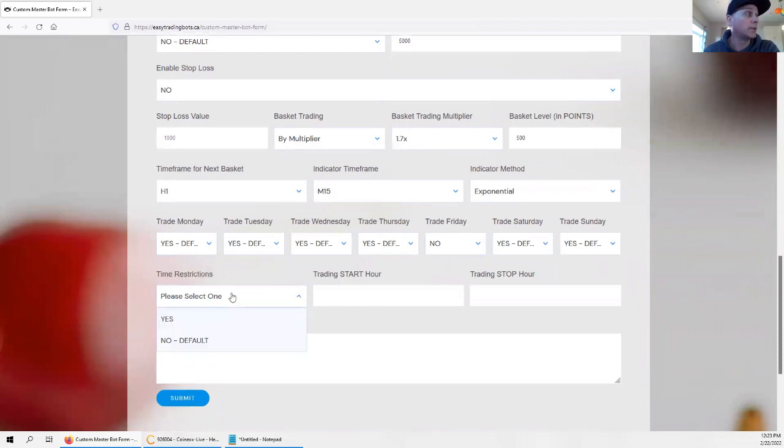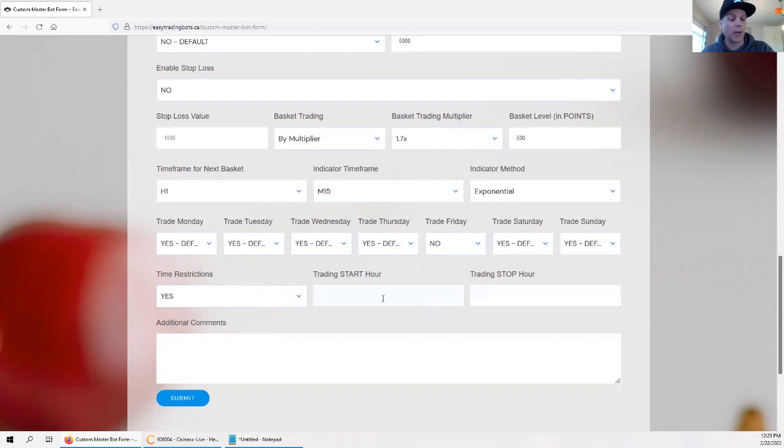Then time restrictions. Do you want to have specific hours that you want it to trade? Some of the signal bots I have don't trade the first hour or the first few hours that the New York City market opens. And these hours are based on your broker hours. So with CoinEx, I think we're GMT +2 or +3, depending on daylight savings. So you have to select based on those hours.